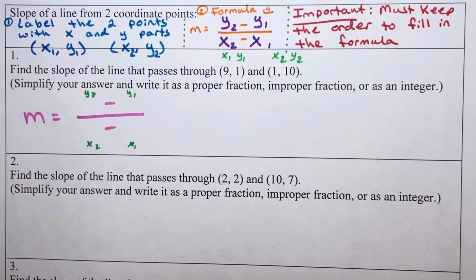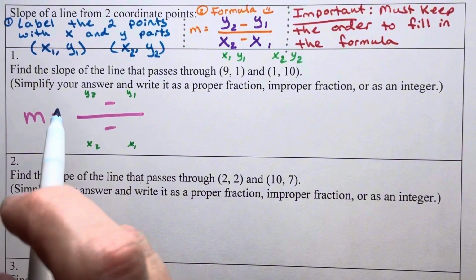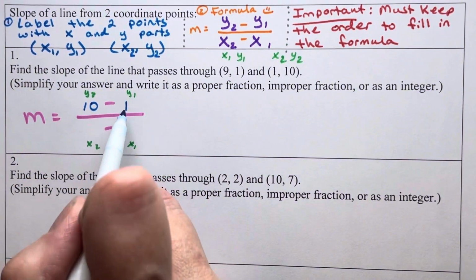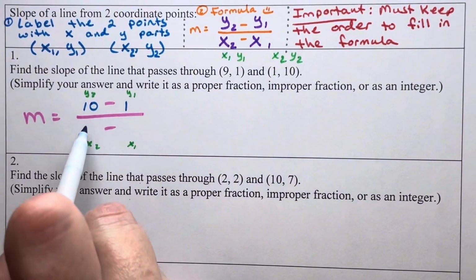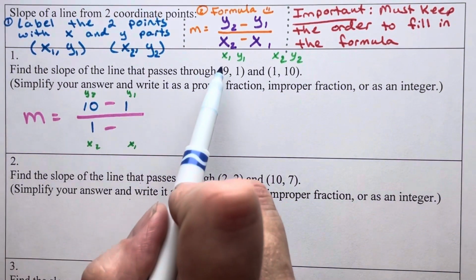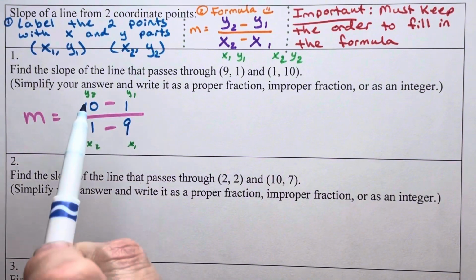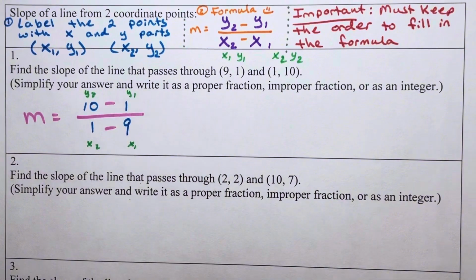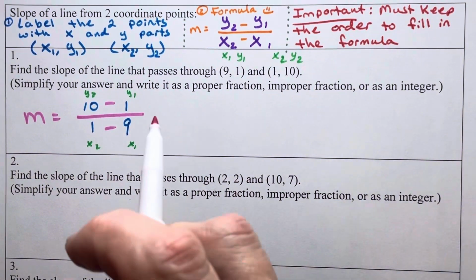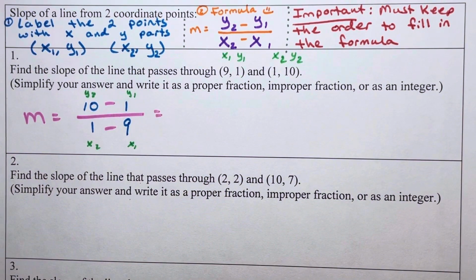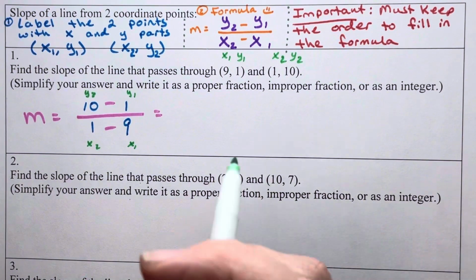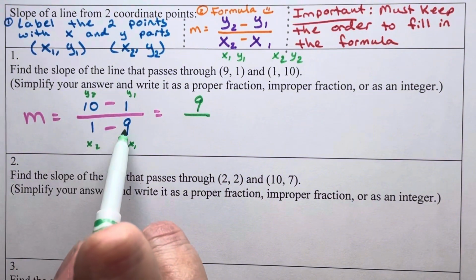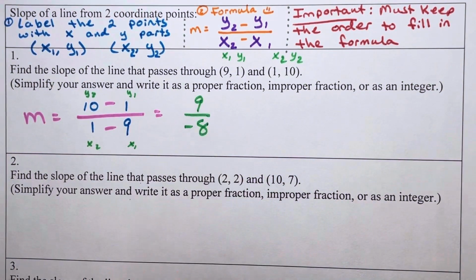Let's place in our numbers and see what happens. y2 has a value of 10, y1 has a value of 1. x2 has a value of 1, and x1 has a value of 9. We have now placed our values into the formula appropriately. We can go solve and simplify and determine the slope of our line. Let's do that. 10 minus 1, 9. 1 minus 9, negative 8.